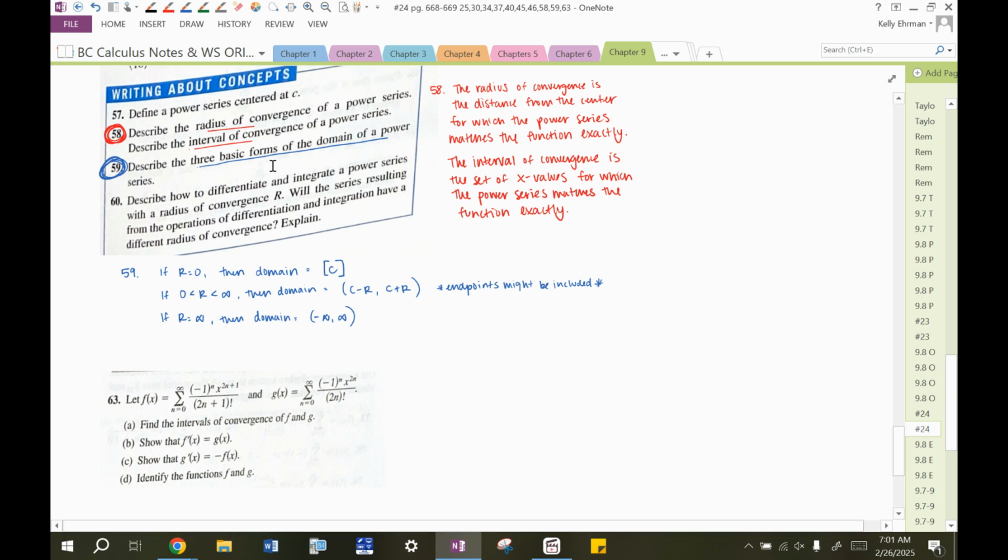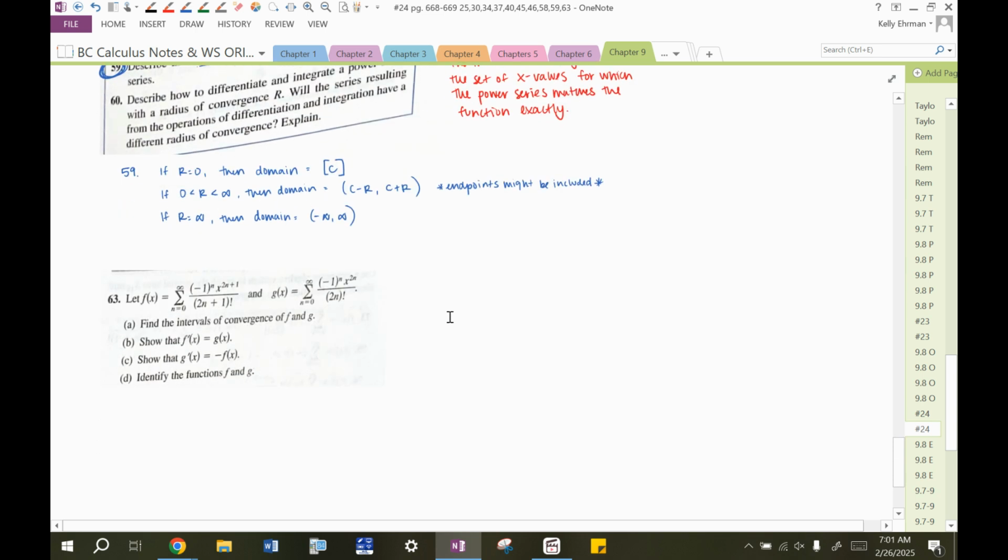Describe the 3 basic forms of domain. So this just means, what are your scenarios for the radius? So the radius could be 0, in which case your domain is only the center. The radius could be a number between 0 and infinity, which means the domain would be the center plus or minus the radius. You may or may not include the endpoints. Or the radius could be infinity, in which case the domain is all real numbers.